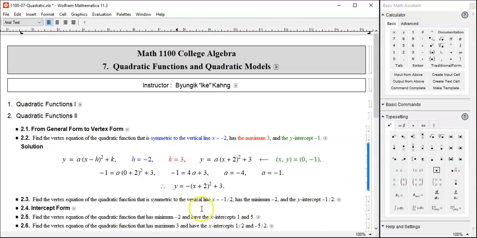Here's the next problem here. Symmetric to the vertical line, x equals to negative 1/2, has the minimum negative 2, and the y-intercept of negative 1/2. Look at the structure. The same structure? Can you use the same method and do the same thing? You should be able to do that. Okay, I'll stop here. The answer key is available here.